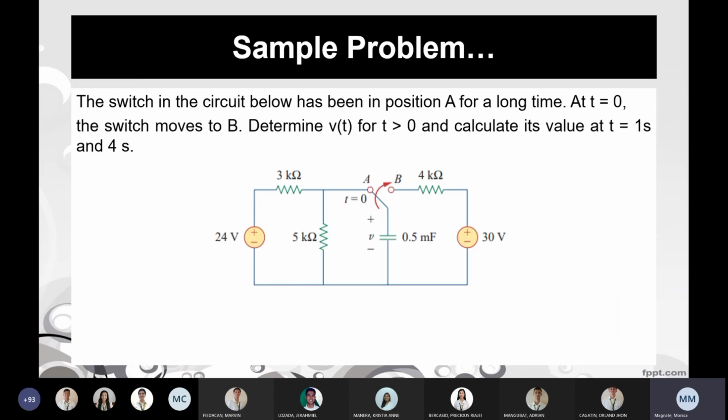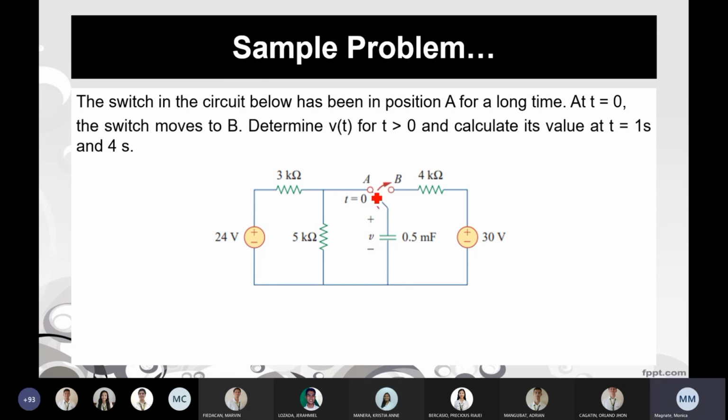So, let's have a sample problem. The switch in the circuit below has been in position A for a long time. At time t is equal to 0, the switch moves to B. Determine v of t for t is greater than 0 and calculate its value at t is equal to 1 second and 4 seconds. So, meron tayo ditong point A and B.